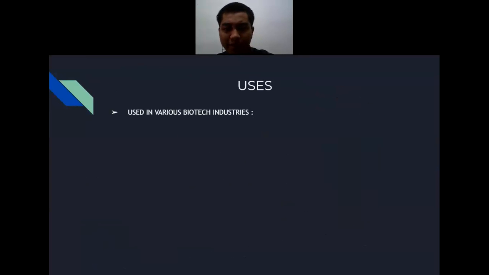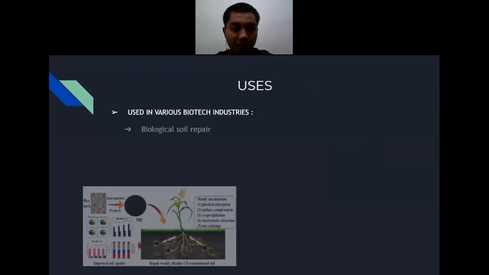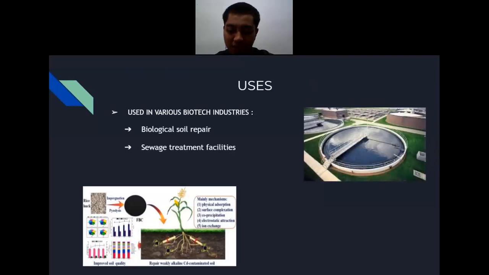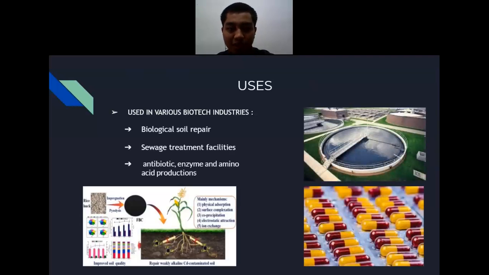So what are the uses of encapsulated cells or immobilized cells? It is used in various biotechnological industries. It's used as a biological soil repair. It's used in sewage treatment facilities. And finally, it's also used to produce antibiotics, enzymes, and amino acids on a large scale.